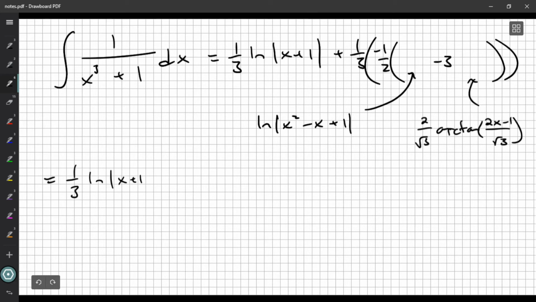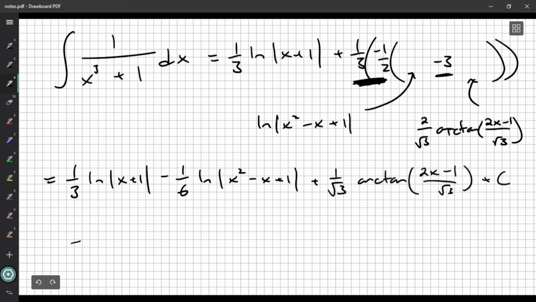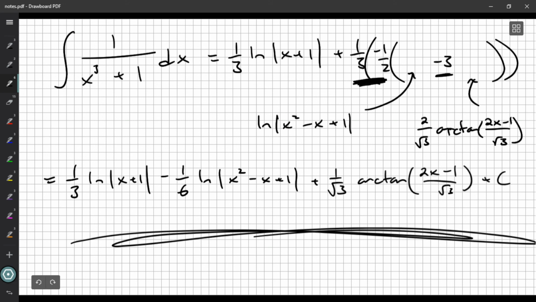So 1/3 ln x plus 1 plus, well, I'm going to say minus 1/6 ln absolute value of x squared minus x plus 1 minus 1/6 minus times minus 1/3 is going to be plus 1/2 times the 2 over root 3. Well, the 2's will cancel out, so plus 1 over root 3 arctan 2x minus 1 over root 3 plus a constant. There we go. Integration all completed.